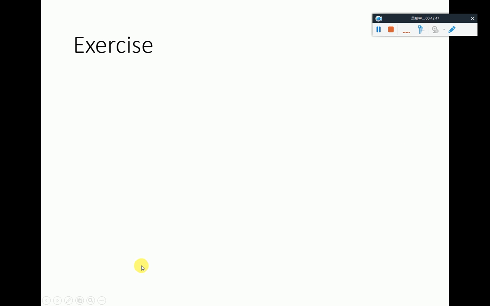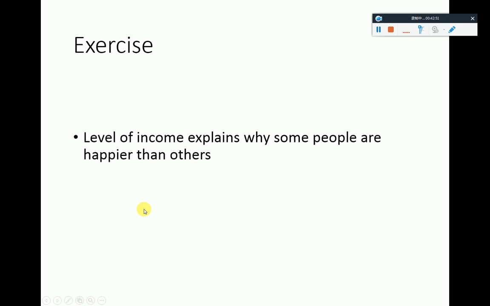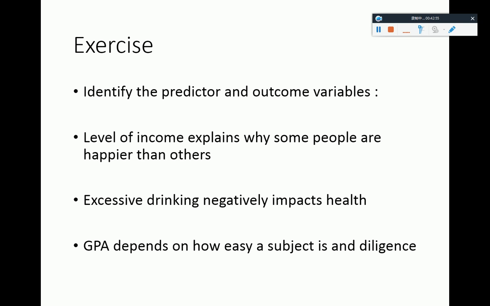Okay, so exercise time. I know we all love that. The purpose of this exercise is to identify, from the following claims or sentences, which is the predictor variable and which is the outcome variable.